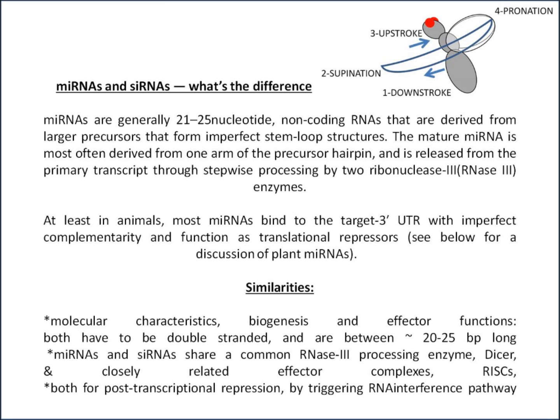So the mature miRNA is often derived from only one of the arms of this precursor hairpin, and it's released from the primary transcript through processing via two ribonuclease 3 enzymes, or RNase 3. The first one's called DROSHA, the second's called DICER, and at least in animals, plants is a different matter, but in animals, most miRNAs bind to the target 3' UTR, untranslated region, with very imperfect complementarity, and they function as a translation repressor.